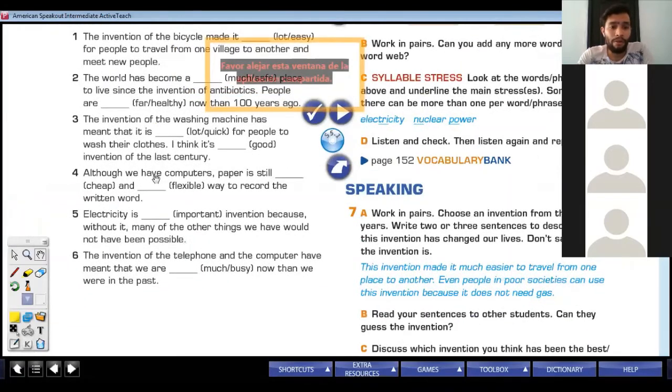4, although we have computers, paper is still cheaper. Take a look at it again. Paper is a lot and way to record the written word. Cheapest. All right, is still the cheapest and the flexible. How many syllables does the word flexible have? The most flexible. So the most flexible. Very good.